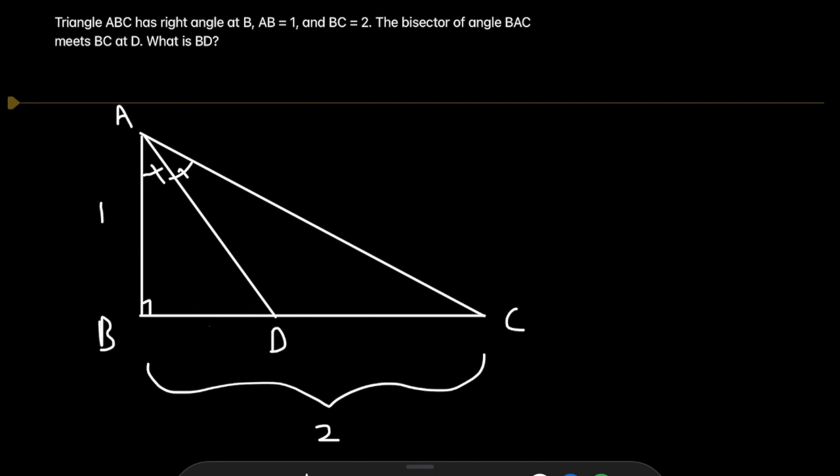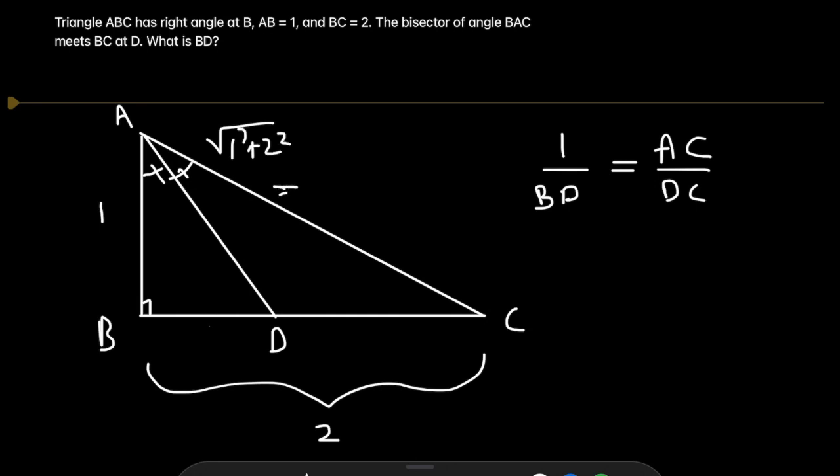So the way we're going to do this is we're going to simply apply the first statement of our angle bisector theorem, which tells us that 1 over BD is equal to AC over DC, right? Our angle bisector theorem tells us that if BAD and DAC are equal angles, then 1 over BD is equal to AC over DC. Well, how do we know what AC is? Since ABC is a right triangle, and AB is 1 and BC is 2, by applying the Pythagorean theorem, we know that AC is going to be the square root of 1 squared plus 2 squared, which is root 5. So we know that AC is root 5.